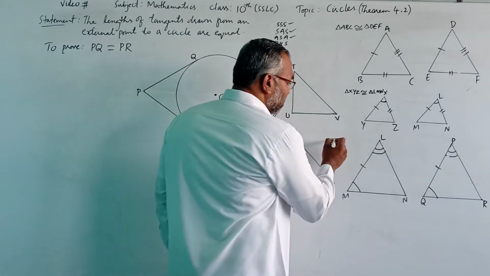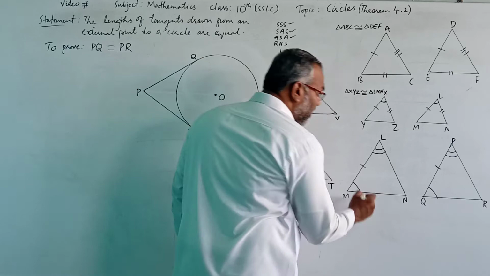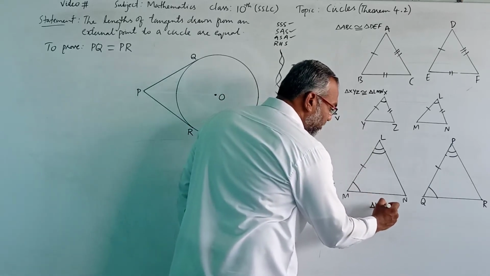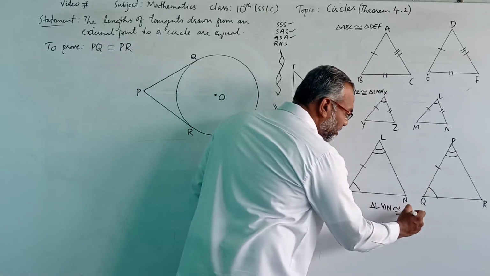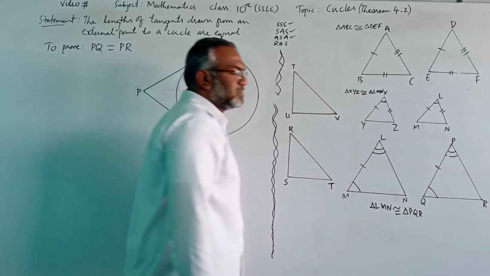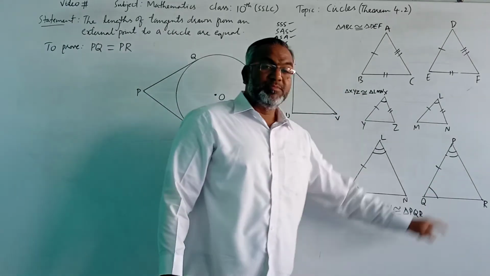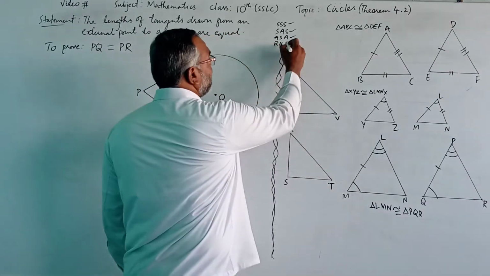then here also we can say triangle LMN is congruent to triangle PQR. These two triangles become congruent. Now what about this one, RHS?